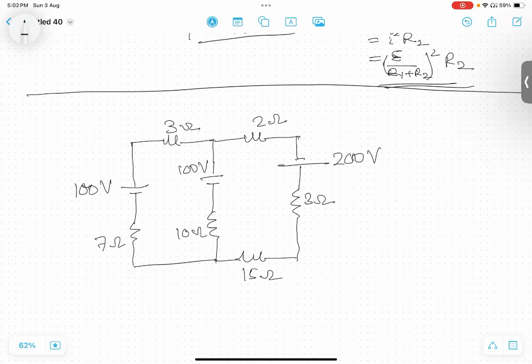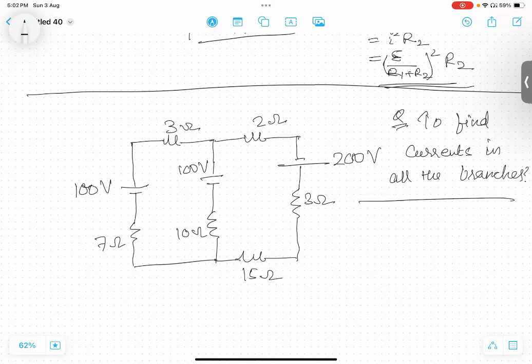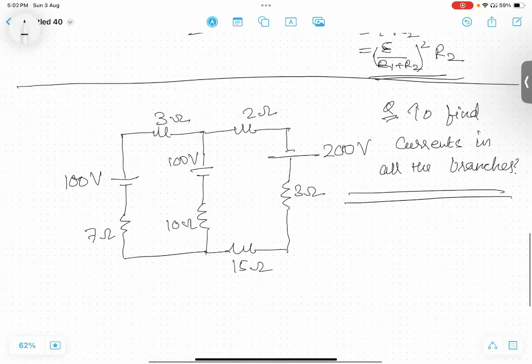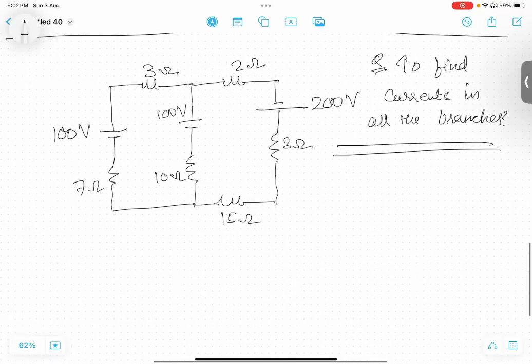Let's try applying KVL, Kirchhoff Voltage Law, and our purpose will be to find currents in all the branches. Okay, so let's do that. For that, the first step we have to do is assume current in all the branches. You can assume current in any direction in any branch.